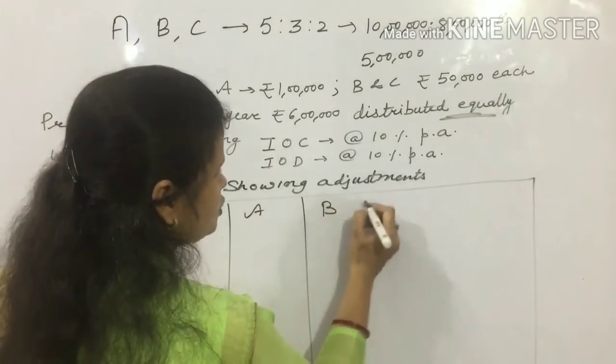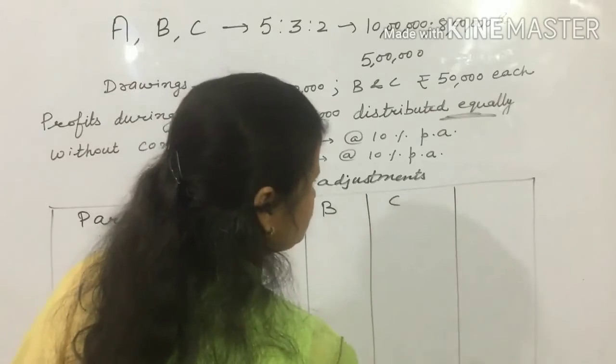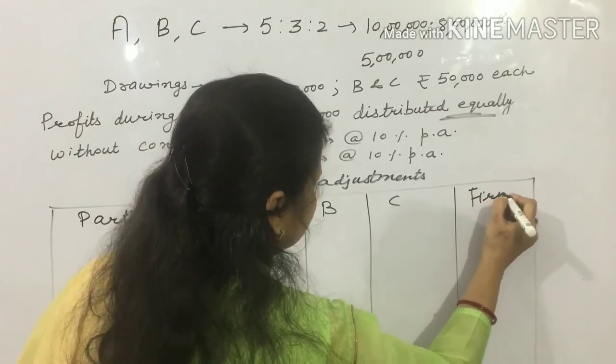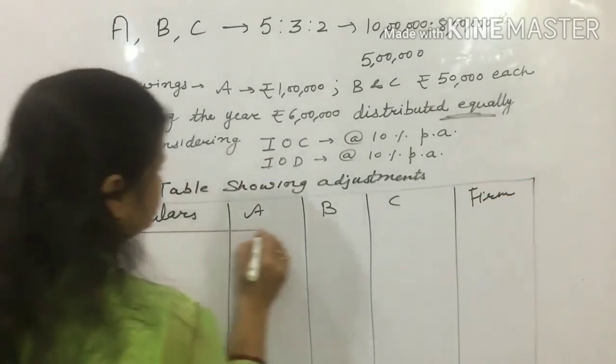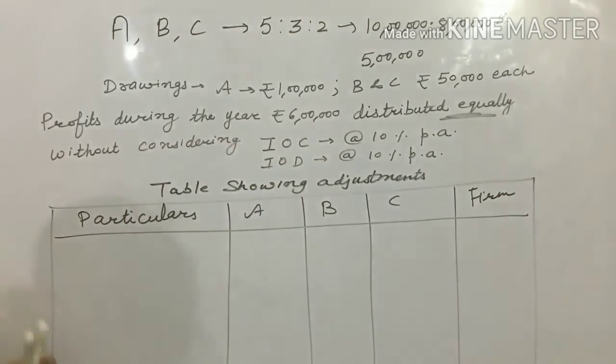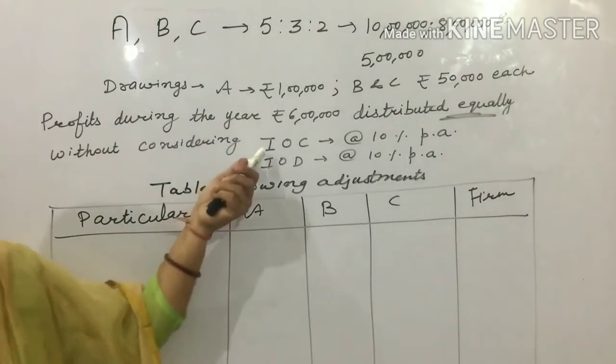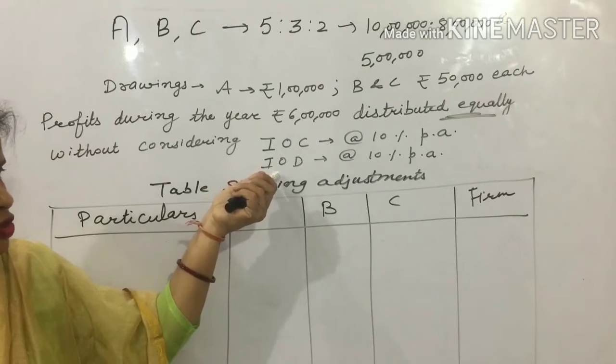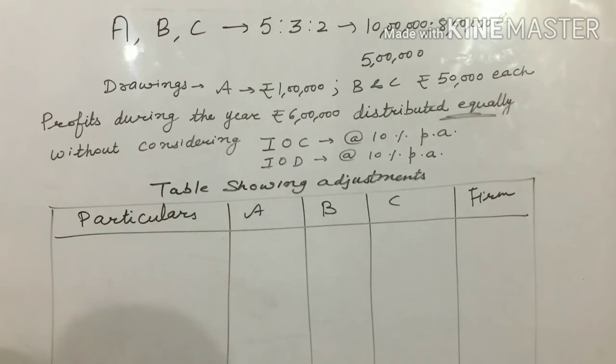Write down names of A, B, C and last for the firm. Now, what is to be done? We need to give them interest on capital, we need to charge interest on drawings from them, and the balance of the profits will be distributed to them in ratio of 5:3:2.